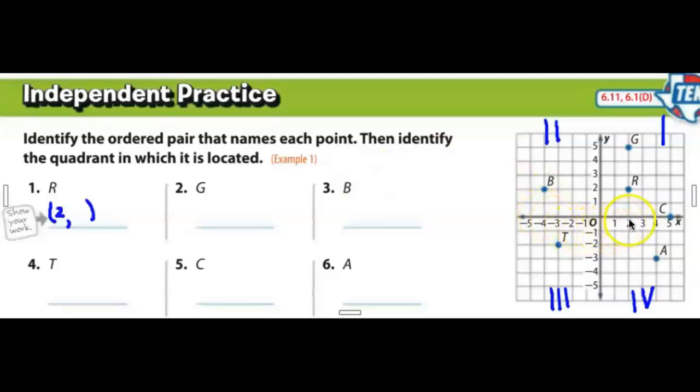And now we're going to move to the y value. Go ahead and tell me what is the y value for point R. Answer that for me now, please. Okay, so if we go up to R, that's going to be also positive 2. And of course, we've already answered the other part of the question, which is it's going to be in quadrant 1.